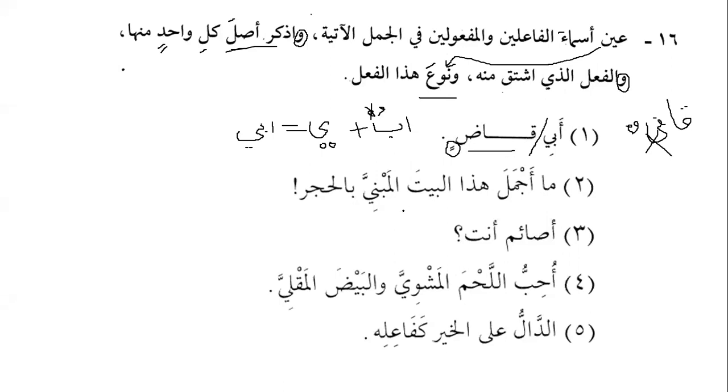Ma ajmala hadha al-bayt al-mabniya bil-hajri. How beautiful is this house made from the stone? Where is the derived form of the noun? Mabni, banaya, bani, mabniyun. On the pattern of ismul maful, excellent. Mabniyun, very good. Asha, imun anta? Are you fasting? Saimun, okay, excellent. Sama yasumu fahuwa saimun. Al ajwaf wabi, excellent. Derived from sawimun.